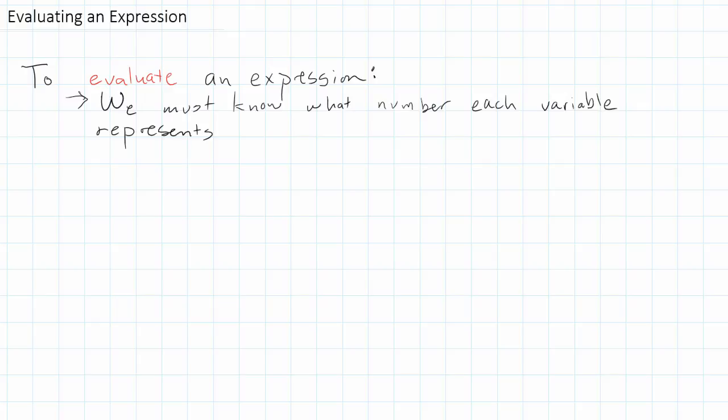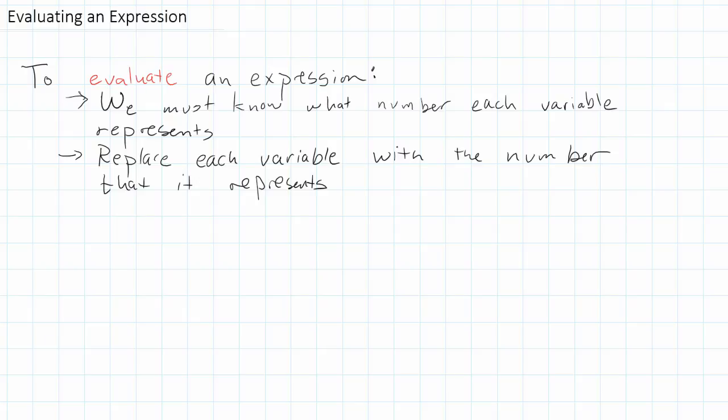One of the things that we are able to do to expressions is what's called evaluating them. Here's what it means to evaluate an expression. First, before we can begin, we have to know what numbers each variable represents. If we don't know that, we cannot evaluate the expression. Once we do know that, we replace each variable with the number that it represents, and then we actually work out the arithmetic following order of operations.